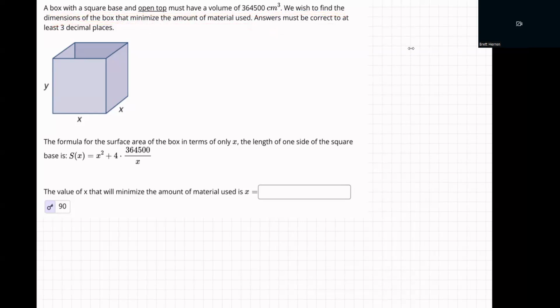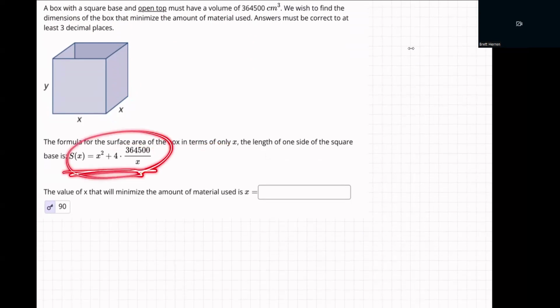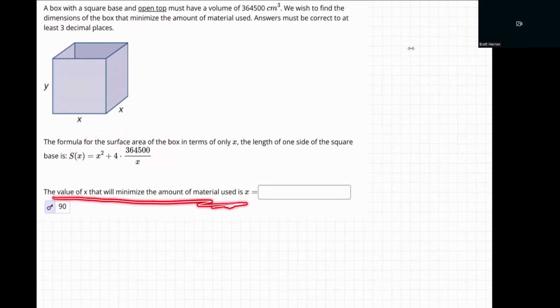Okay. So we have a box here, and it's telling us a formula for the surface area of the box, that's the material on the outside, in terms of only x, the length of one side of the square. Now, we found that in another problem, how we get that formula. So now we're finishing the problem. Find the value of x that will minimize the amount of material, the amount of surface area.